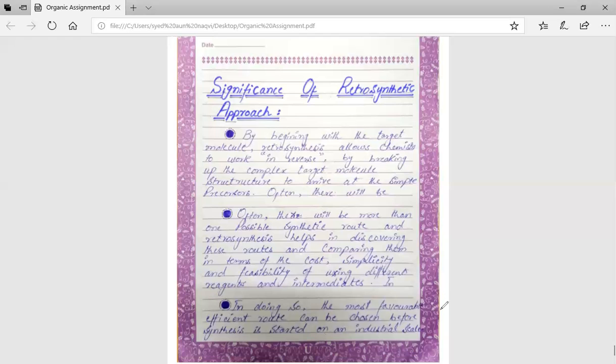So retrosynthetic analysis allows us to determine different routes and choose the most favorable efficient route that is environment friendly, cost effective, and has simplicity and feasibility, before we synthesize on an industrial scale. So this is all from my side.